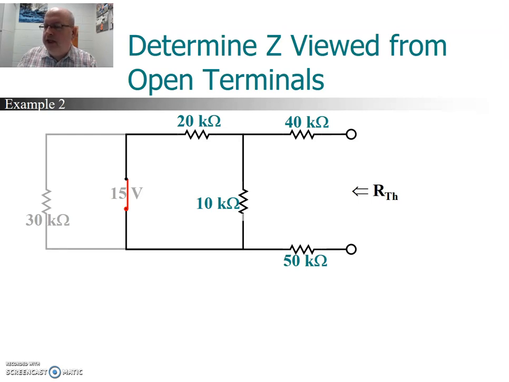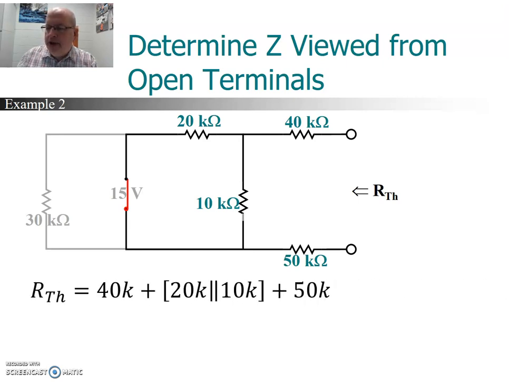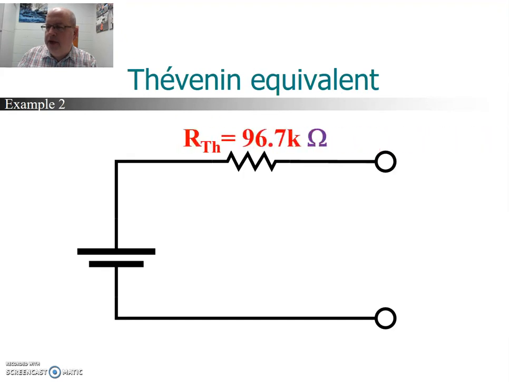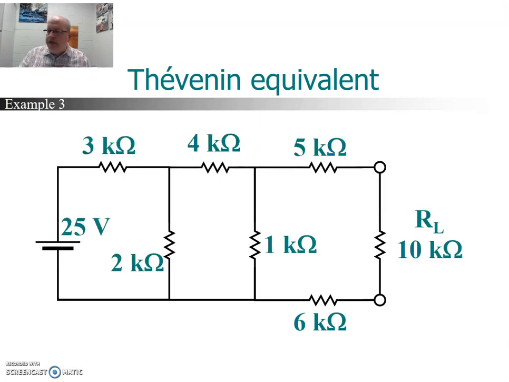So in order to find that resistance, we see the 40K is in series, the 50K is in series, and the 10 and the 20 are in parallel with one another. So our total resistance is 40K plus the parallel 20K, 10K, plus the 50K, and 40 and 50 is 90. Then we do the parallel. That works out to 96.7 kiloohms. So our Thevenin equivalent looks like this: a 5-volt source in series with a 96.7 kiloohm resistance.